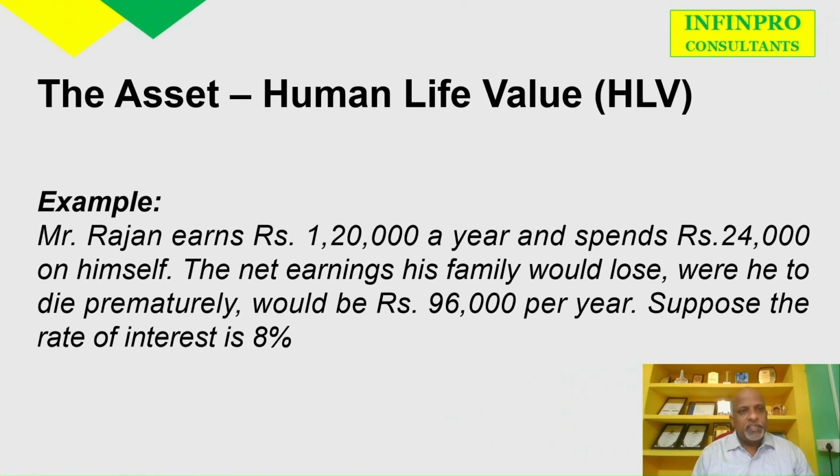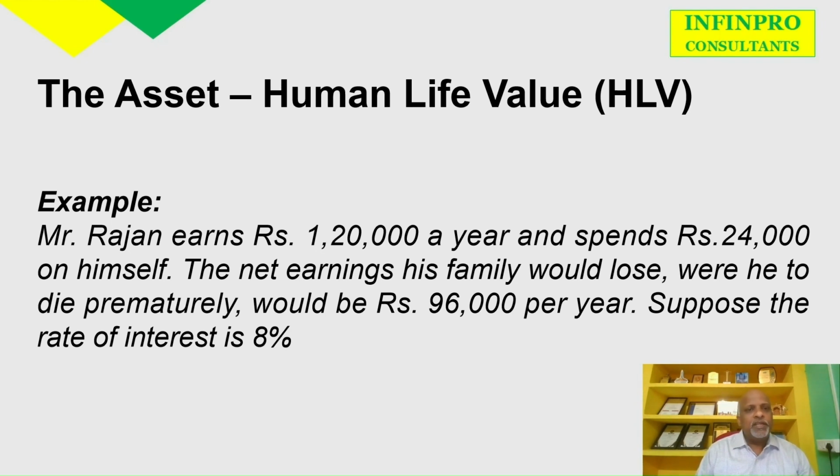Let me explain to you with an example here. Consider our customer, Mr. Rajan. He is earning 1,20,000 a year, and he is spending 24,000 rupees on himself. So that means 96,000 is what he is spending for his family. So this is one number which you have to arrive at. What is the dependency of the family on this individual on an annual basis? So here in this case, Mr. Rajan's family gets 96,000 from him every year.